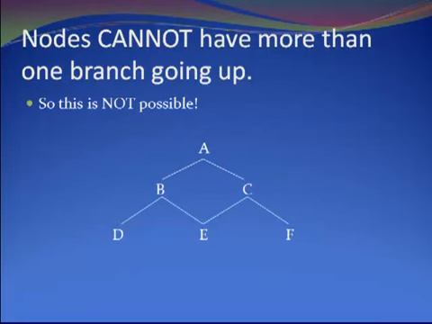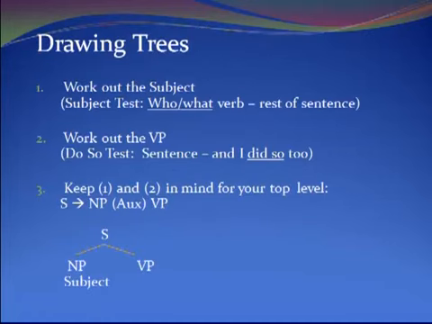But how do you go about actually drawing a tree for an individual sentence? Well, there are some steps that you can take to work out the structure of the sentence, and I would highly recommend that when you do an analysis of a sentence and you want to draw the tree, you actually do these steps. The first steps would be to work out the subject using the subject test, who, what, verb, rest of sentence, and work out the VP using the do-so test. Remember that, as you say sentence, and I did so too, what did I do? And the answer to the question is your VP.